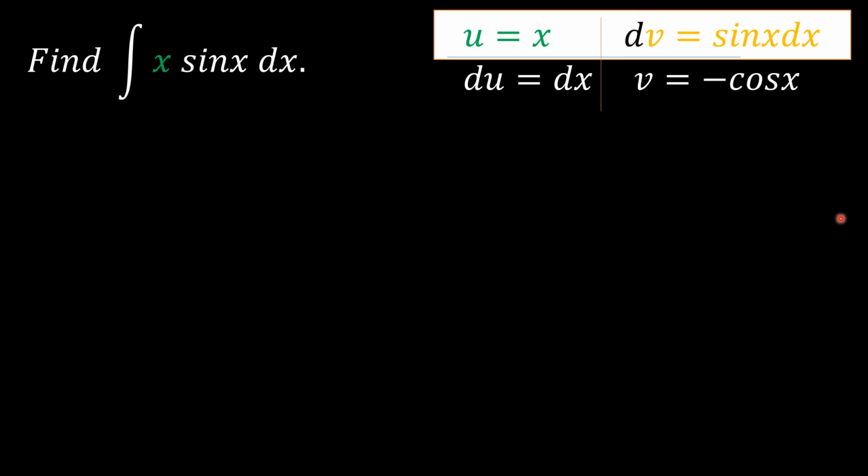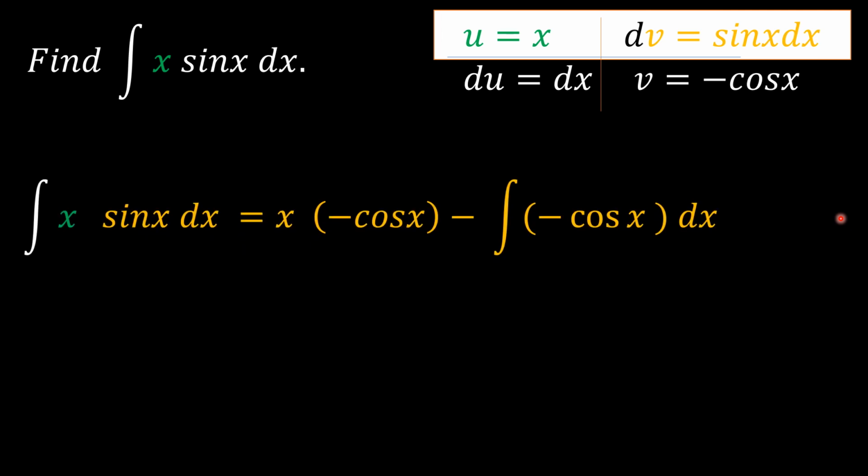Now we're ready to write our formula. So let's look at it. We have the integral of u dv is equal to uv. Again, cross multiply: x times negative cosine x minus, which comes from the formula, the integral of v du. v is negative cosine x and du is just dx. Very simple.